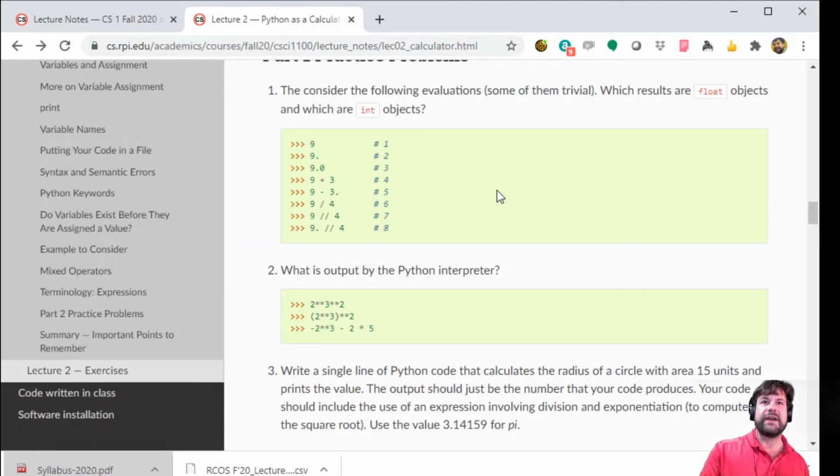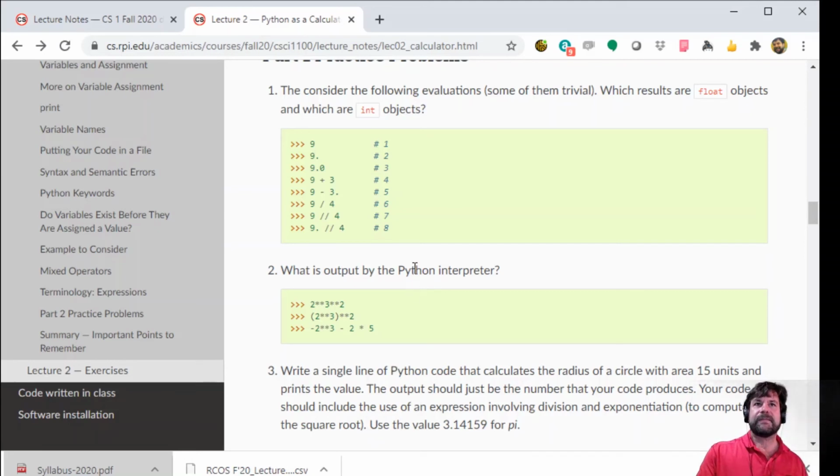Just see if you can figure out what types these values are, how the Python interpreter would interpret these operators, and then, this ought to be fairly easy for you. All of these are pretty easy to self-check.